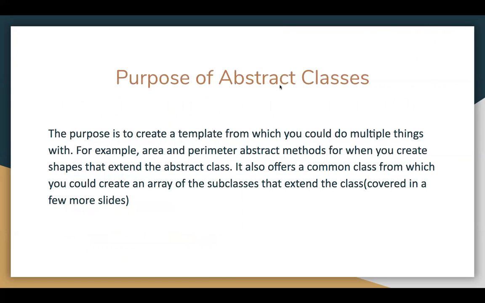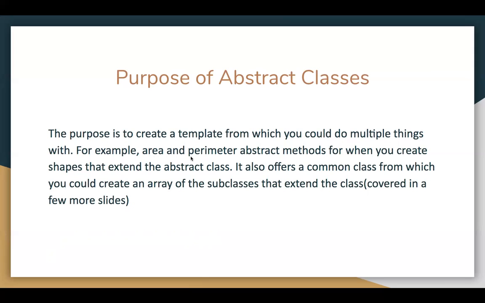So the purpose of an abstract class is that you could do multiple things with it. For example, if you wanted area and perimeter abstract methods for shapes, and you have regular classes that extend the class, then all of the classes will have the implementation for it. That makes it easier when you're programming, since it's all linked together, and that makes it easier to operate.